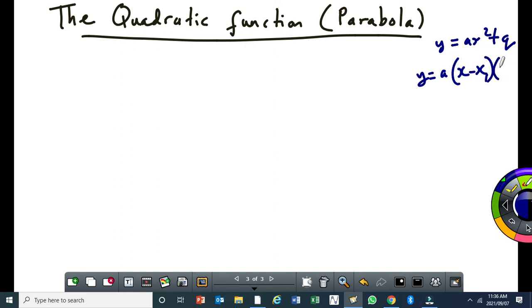This is just a recap. So it's y equal to a times x minus x1 times x minus x2. Okay, we did that last year. It's y equal to ax squared plus q. Please don't write this down. I'm just doing a recap of grade 10. Right, so you did this last year.